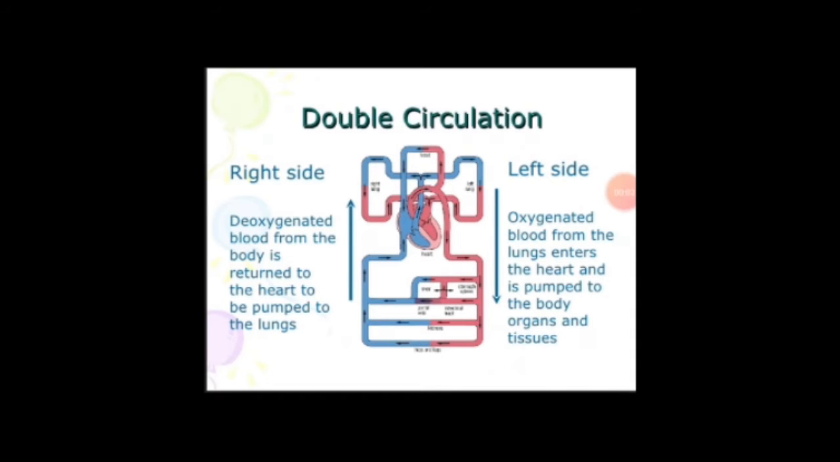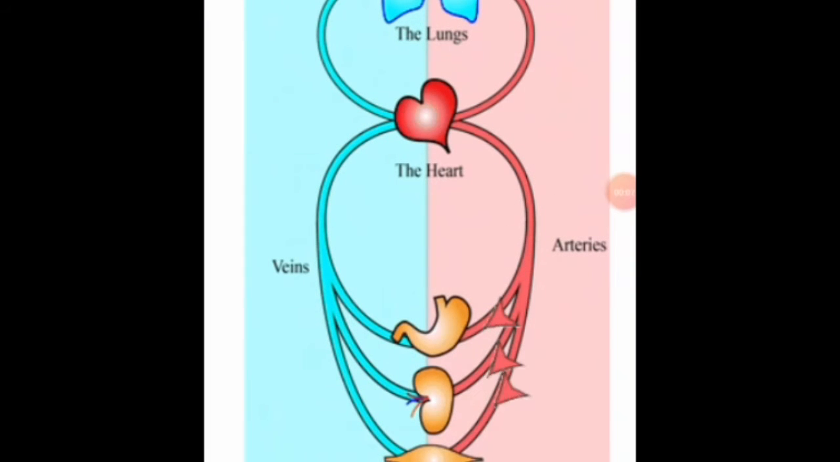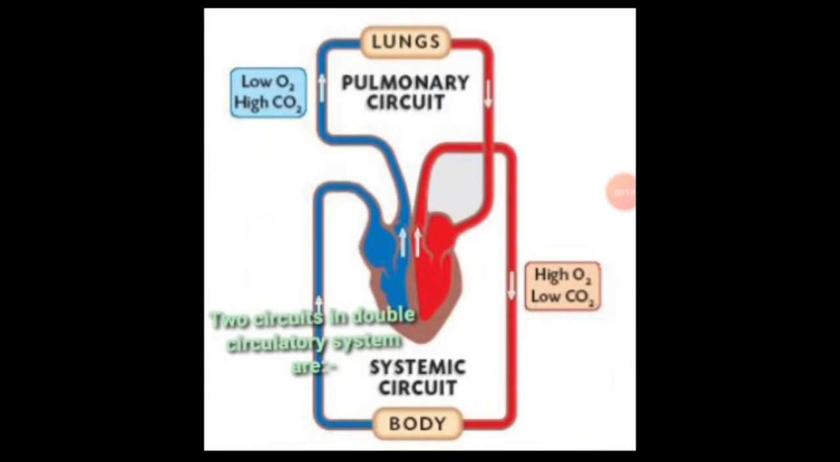Now we are going to study about double circulation. The circulation of blood in our body is called double circulatory system because it circulates blood in 2 separate circuits and enters twice in heart during complete circulation. The 2 circuits in double circulatory system are pulmonary circuit and systemic circuit.